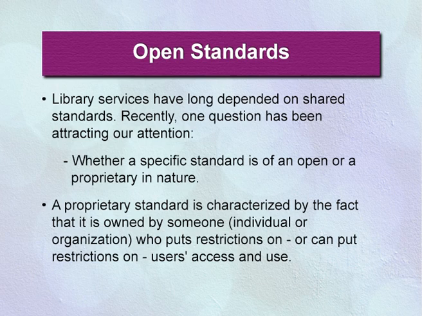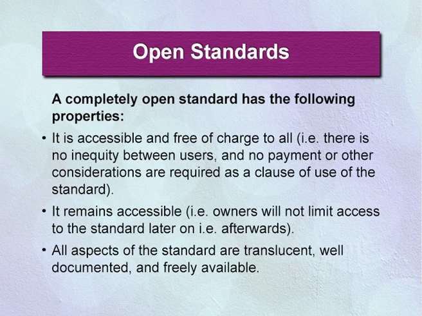Another important thing is the availability of open standards. There are two kinds of standards presently available. One is the de jure standard or the proprietary standard, and another is the voluntary or cooperative standards, which we also call open standards. An open standard is open because of the following features: it is accessible and free of charge to all, that is, there is no inequality between users, no payment or other consideration. It remains always accessible. All aspects of the standard are transparent, that is, well documented and freely available.